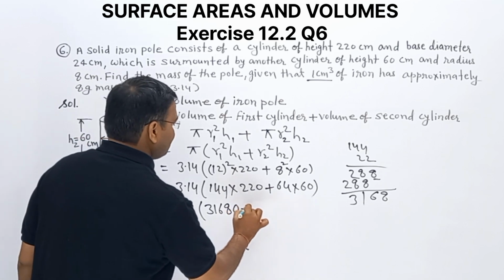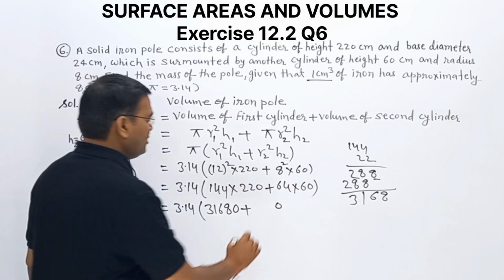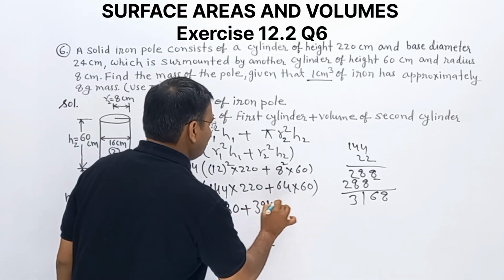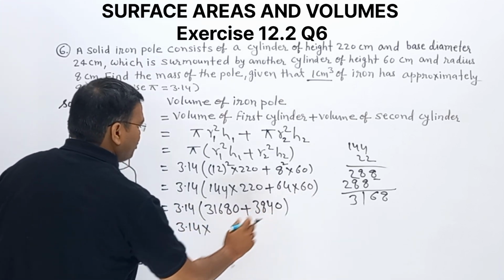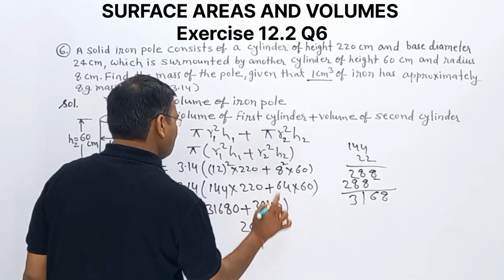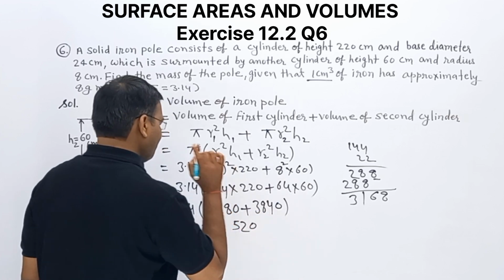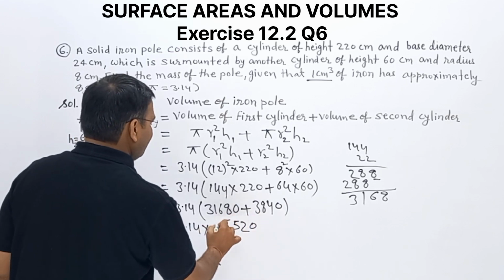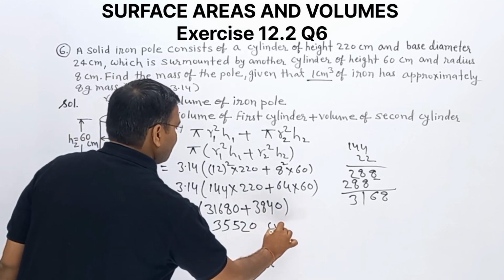Clear? Plus, multiply both. 0, 6 4s are 24, 2 is remaining. 6 6s are 36, 36 plus 2 is 38. So this can be written as 3.14 into, add both. At the unit place we have 0. 8 plus 4 is 12, 2, 1 is remaining. 8 plus 6 is 14, 14 plus 1 is 15, 5 is there, 1 is remaining. 3 plus 1 is 4, 4 plus 1 is 5, and 3, and this is in centimeter cube.